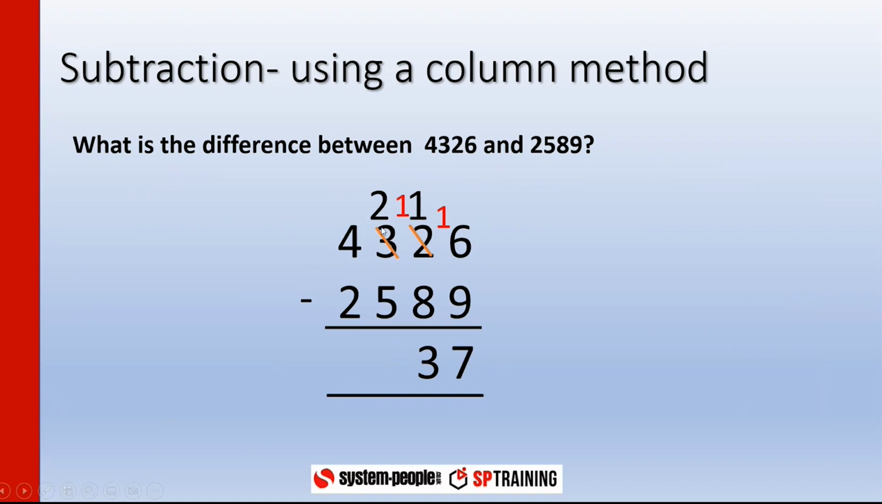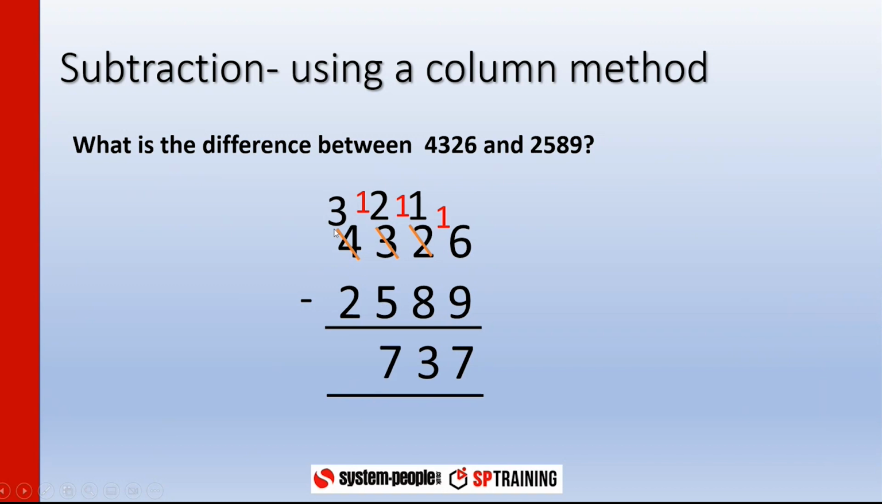And then we come to the hundreds. We've now got 200 here and 500 here. So we can't do 2 take away 5. So we look at the end column, the thousands column, and we take one of the thousands here, and that becomes 3,000, and we move that 1,000 into the hundreds column. So we end up with 1,200. And we've got 12 here, take away 5, which leaves us with 7.